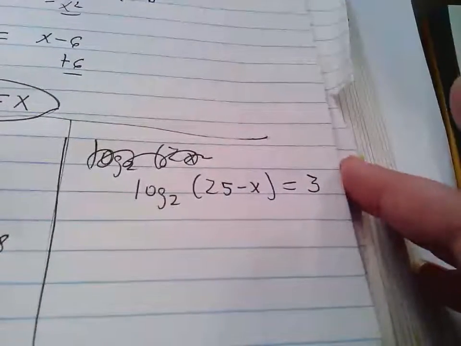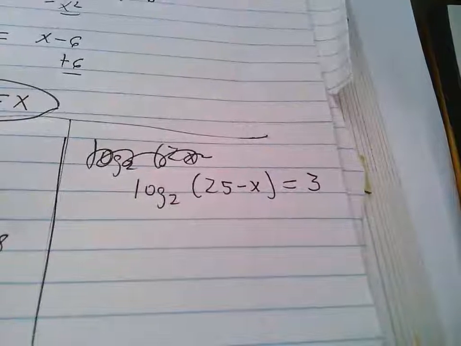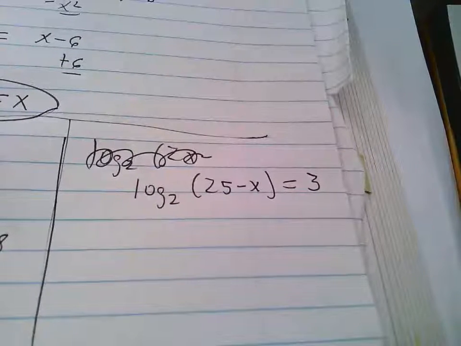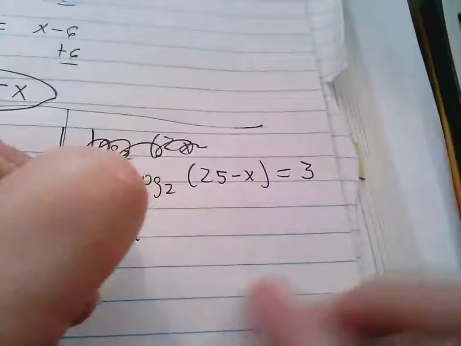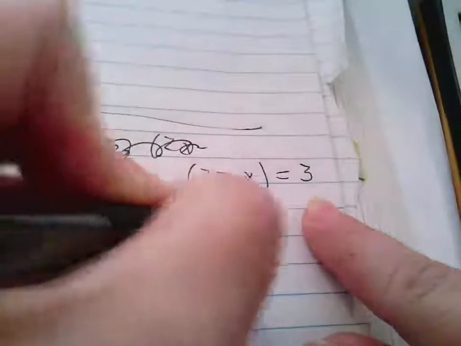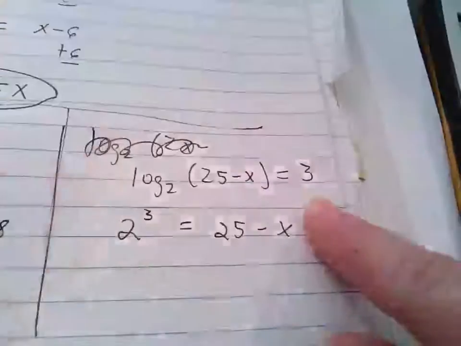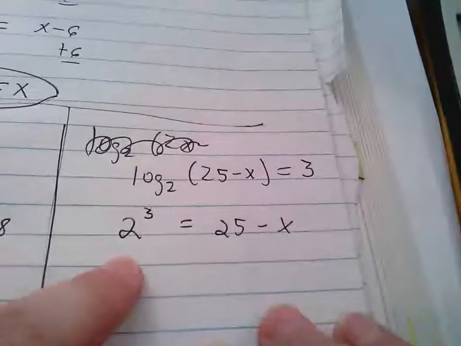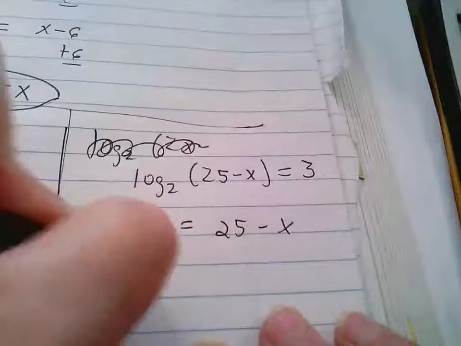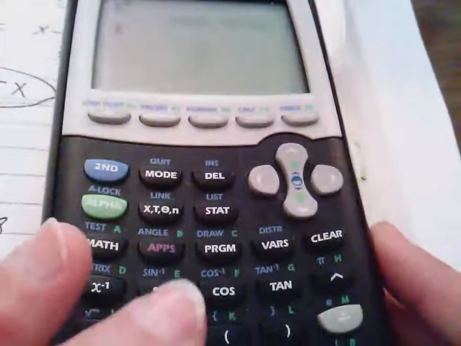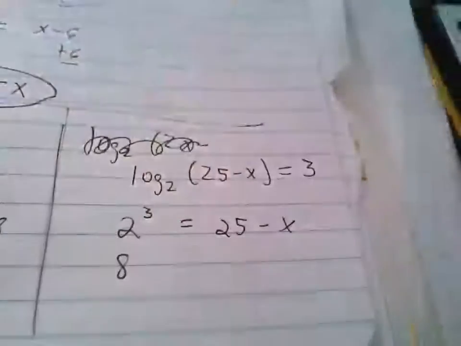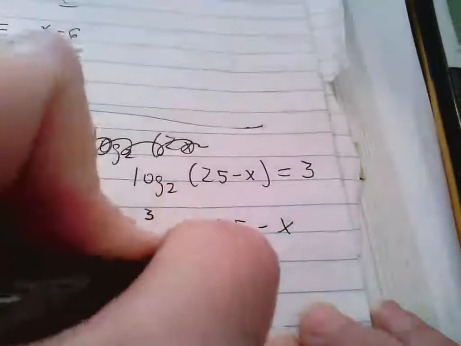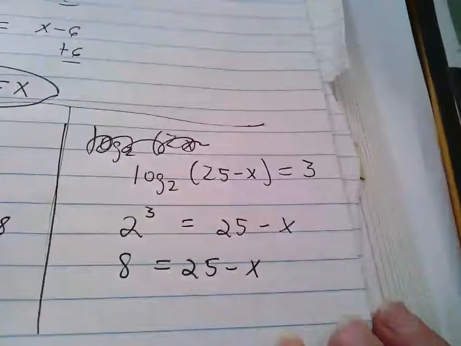All right, let's look at this one. This one looks awful, right? It's not. So let's think about it. Let's write this thing in exponential form. What's our base? Our base is 2. What's our exponent? 3. 2 cubed equals 25 minus x. Let's solve it. What is 2 cubed? 2 cubed is 8. If you don't remember that, you can go to your calculator and do 2 to the third, and get 8. And now it just becomes a simple equation.